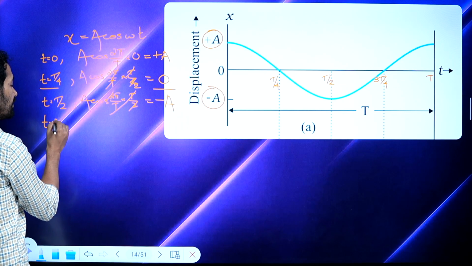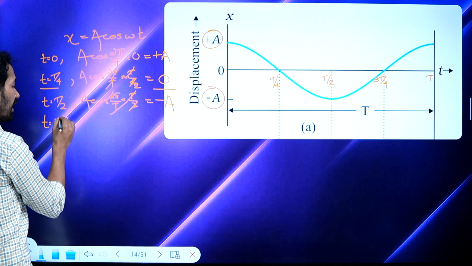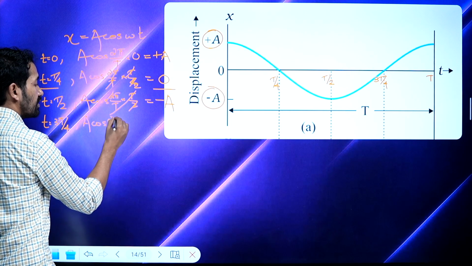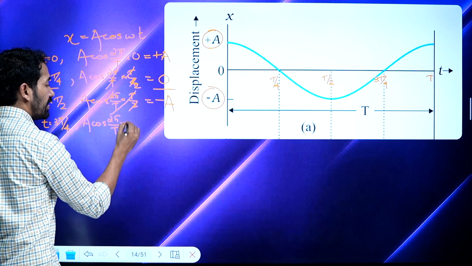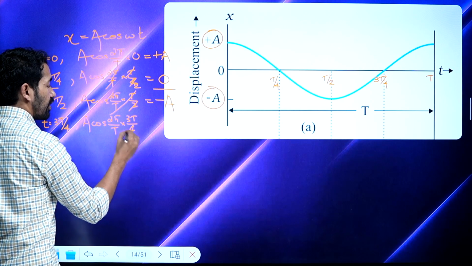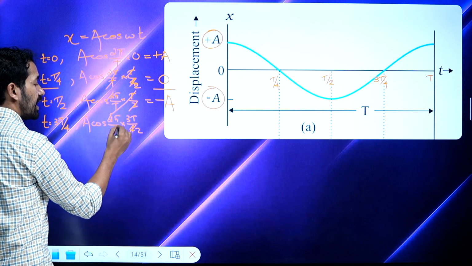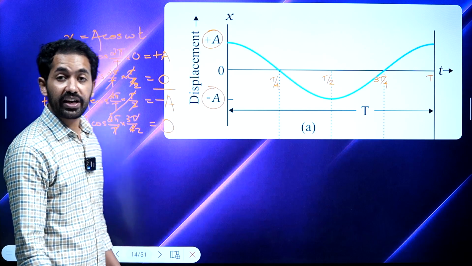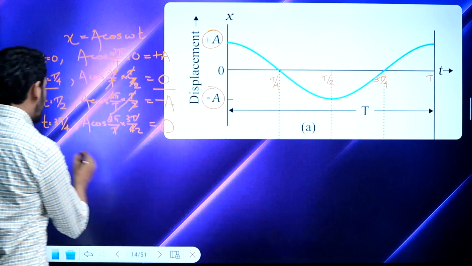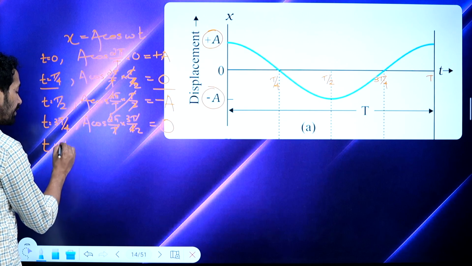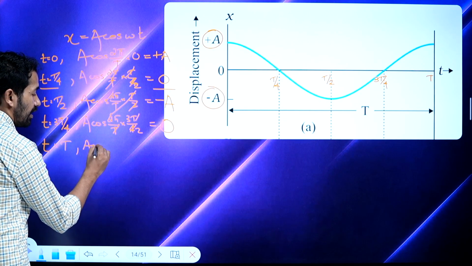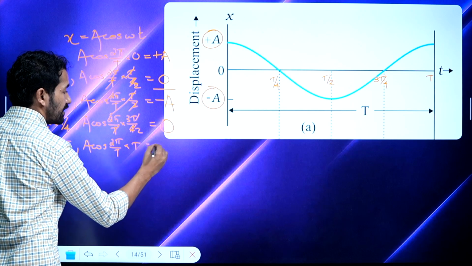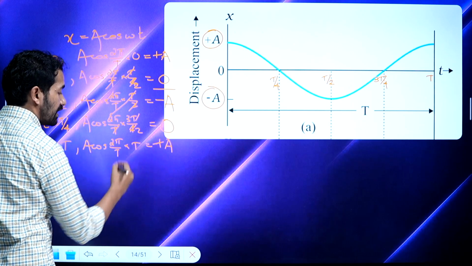Now at time t is equal to 3T by 4, it is a cos 2 pi by capital T into 3T by 4. So it is 3 by 2 pi. Again an odd multiple of 90 degree. So again it is 0. And the last one, at time t is equal to capital T, it is a cos 2 pi by capital T into capital T, and that is equal to plus a.